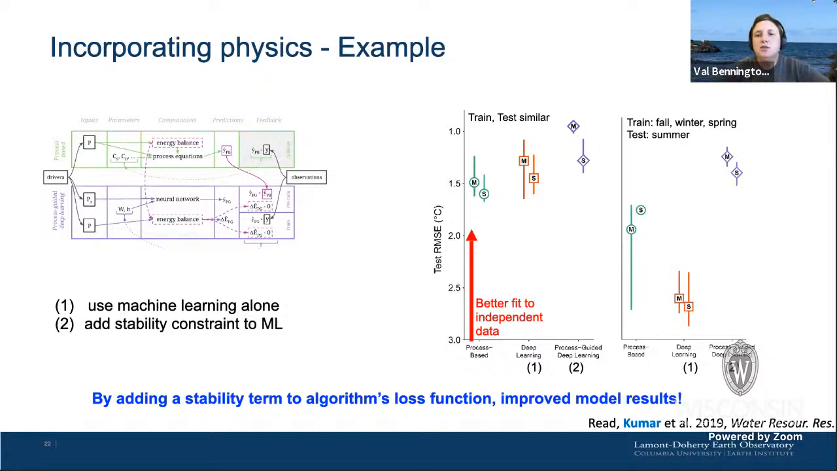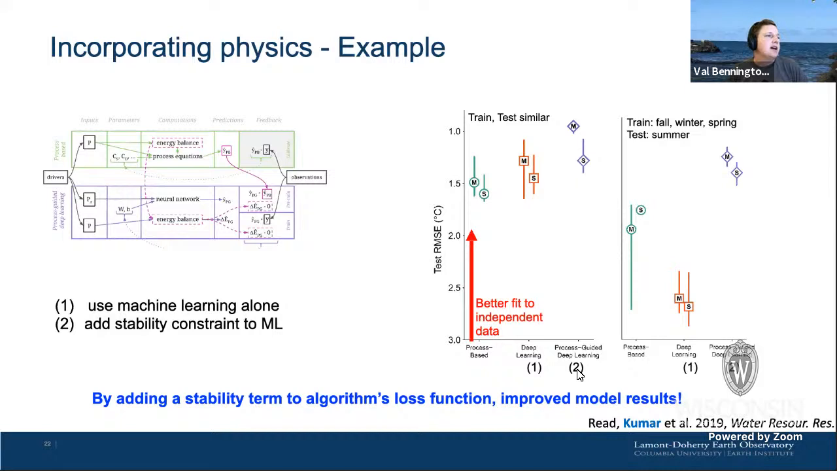So the machine learning algorithms are basically minimizing a cost function. What Kumar et al. did is say the cost function also depends on whether or not you have heavy water on top of lighter water. So they added a penalty to the cost function every time there was heavier water on top of lighter water. And what we find with the machine learning based approach, so the neural network or the deep learning without any physical based constraints, performed better than the process based model. However, you could have unphysical results.